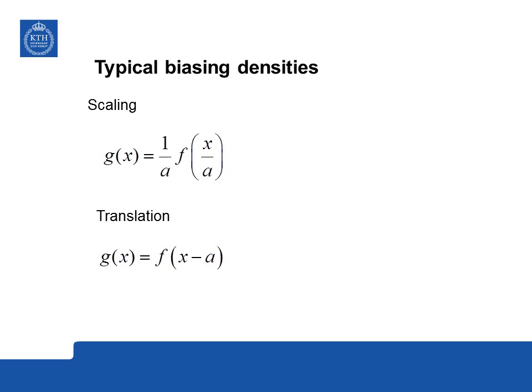Here are some common biasing densities. One is scaling, where we scale the x-axis with a factor a, or translation, where we basically shift the distribution of density with a factor a.